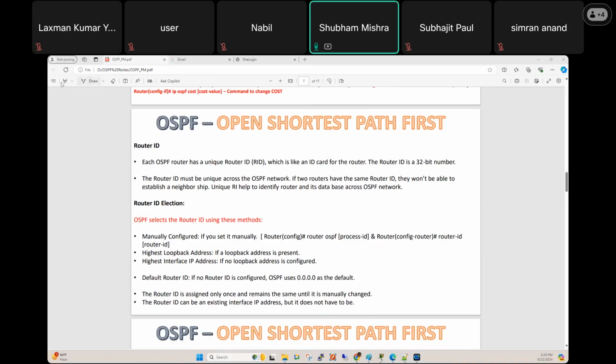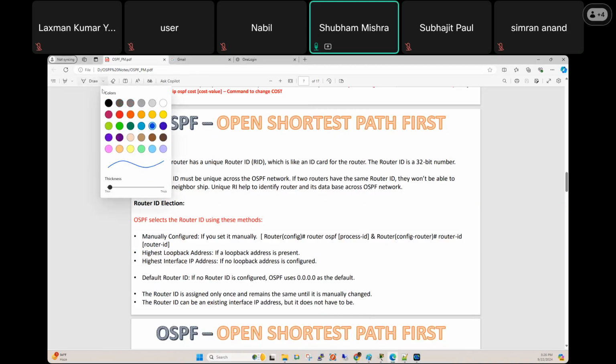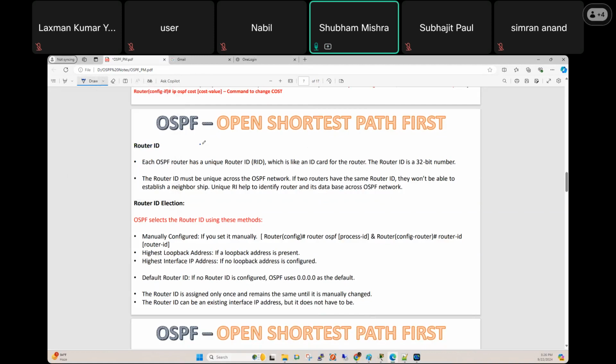So today is our fourth class, right? Everyone for the OSPF. And guys, in today's class we are going to discuss first the router ID. What is router ID? Fine.